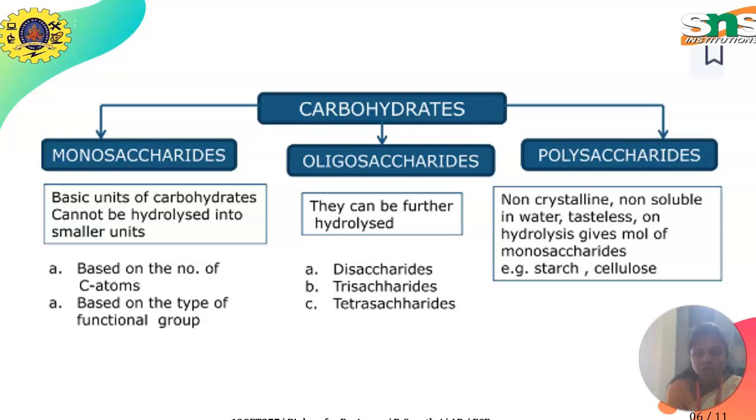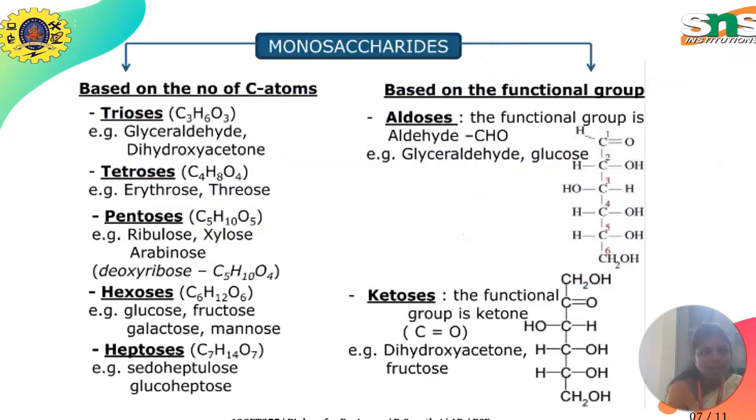Examples are starch and cellulose. The monosaccharides by number of carbon atoms: triose C3H6O3, glyceraldehyde and dihydroxyacetone; tetrose C4H8O4, erythrose and threose; pentose C5H10O5, ribose, xylose, arabinose; hexose C6H12O6, glucose, fructose; heptose C7H14O7. Based upon the functional group, it is classified into ketose and aldose.